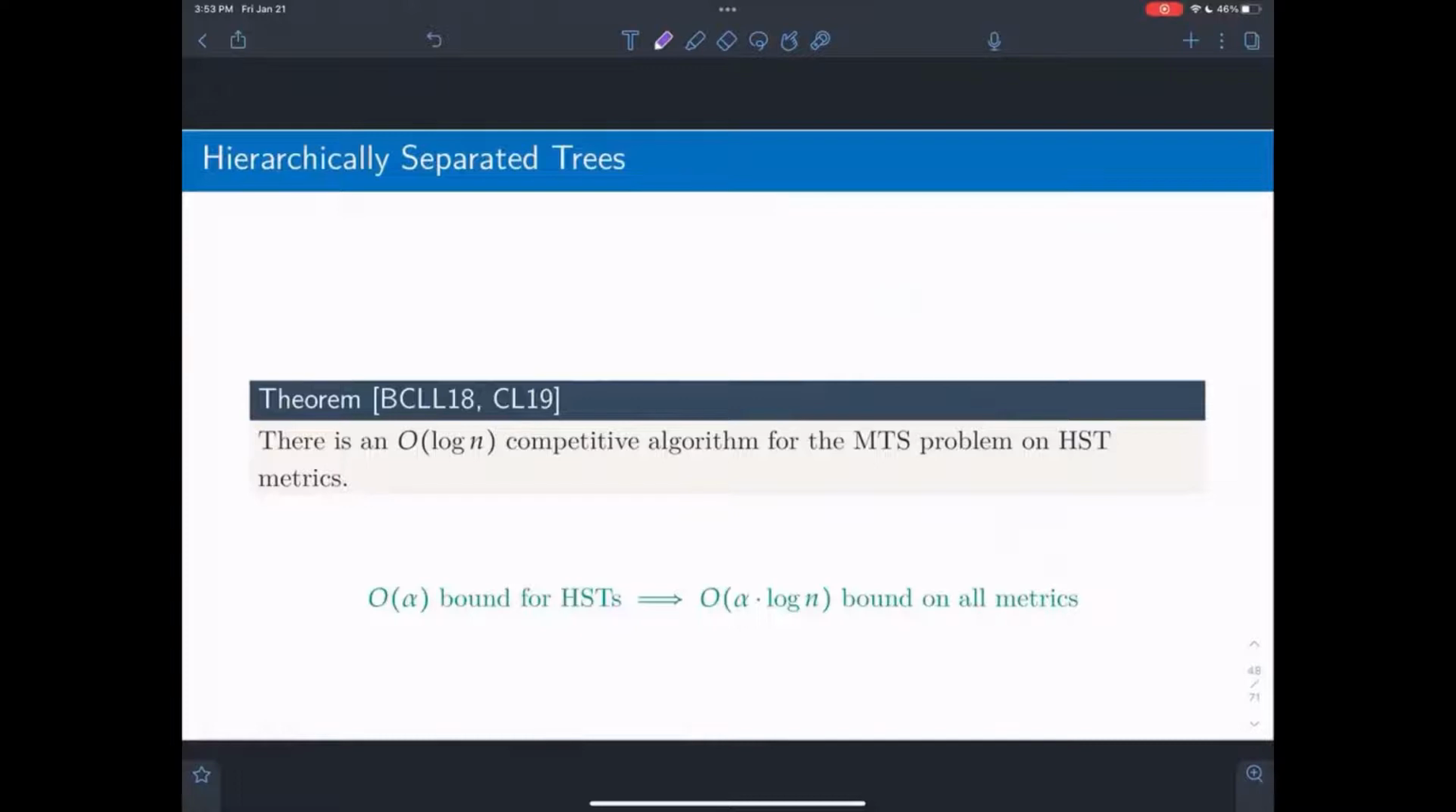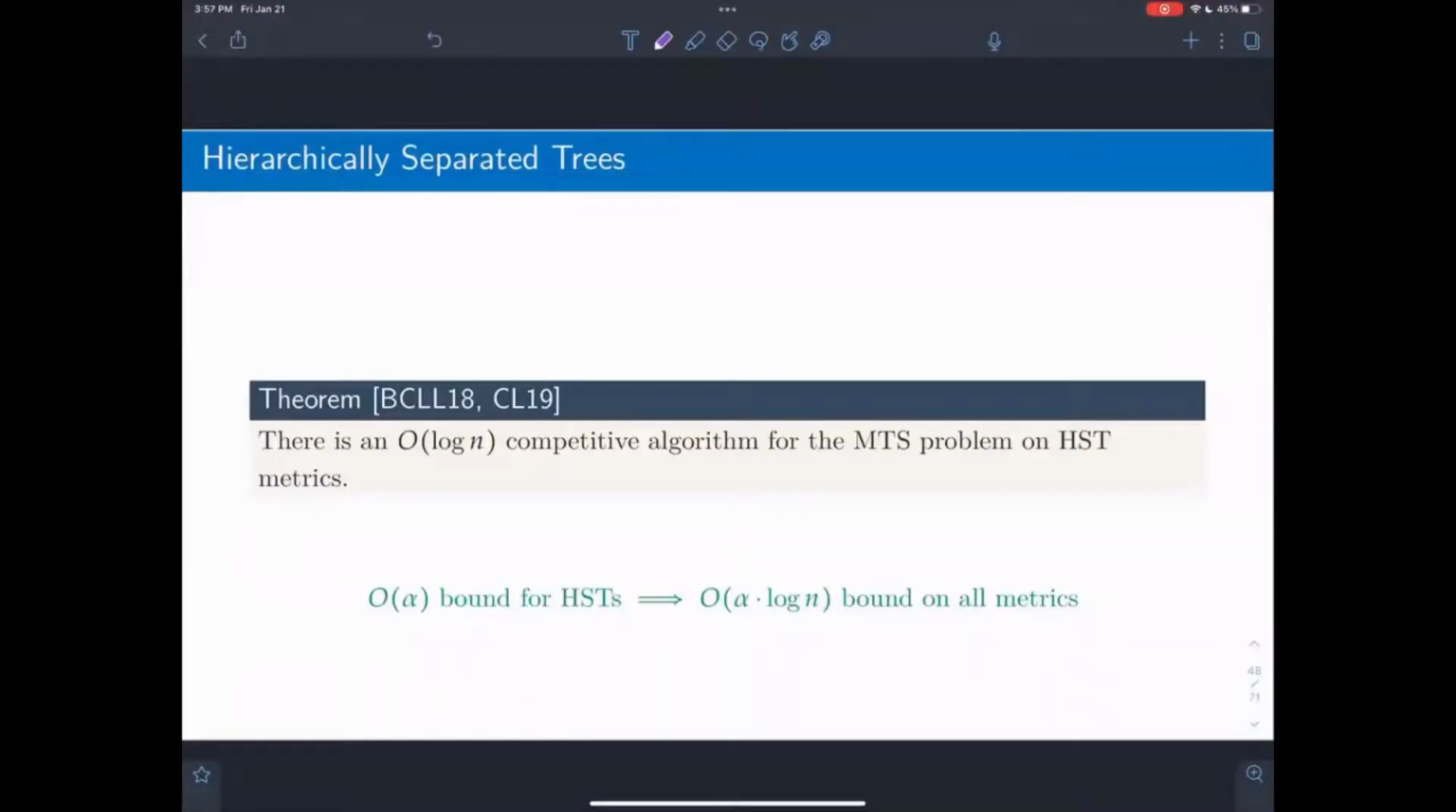we do have a bound for general metrics in the prior work. In the work of Bubeck, Cohen, Lee, and Lee, and the work of Koester and Lee, what they actually do is that they provide an order log-n competitive algorithm for HST metrics, and then use this theorem to show that for any metric, you would have an order log-n squared competitive algorithm.